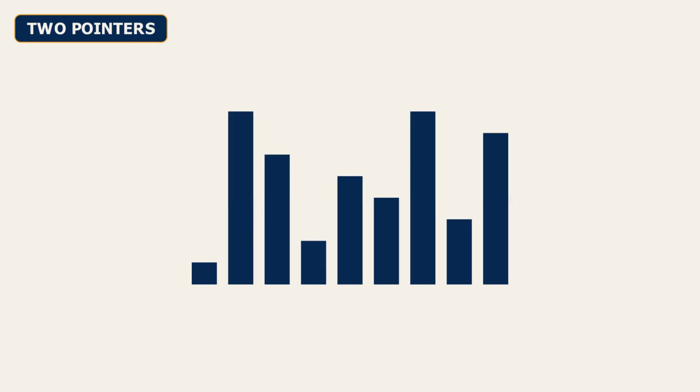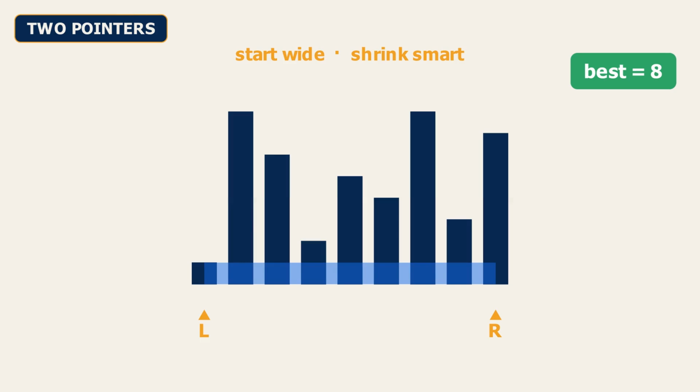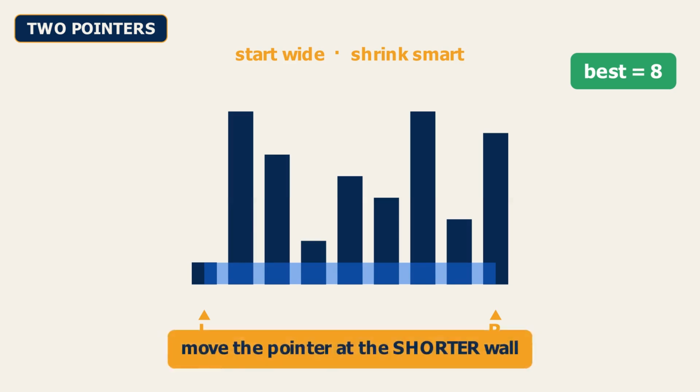Same opening move as before. 1 pointer at the far left, 1 at the far right, the widest container possible. We measure its water and remember it as our best so far. Now here's the one decision that drives everything. We always move the pointer sitting at the shorter wall inward, just that. Move the shorter wall. Let me show you why that's not a guess.